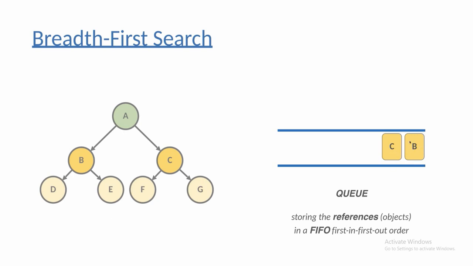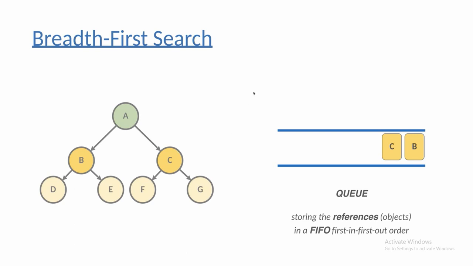In this case, we have inserted vertex B first and then vertex C, but of course it may happen that vertex C is the first one and vertex B is the second vertex present on the queue. So the order in which we visit these vertices doesn't matter. Okay, so what do we have to do?